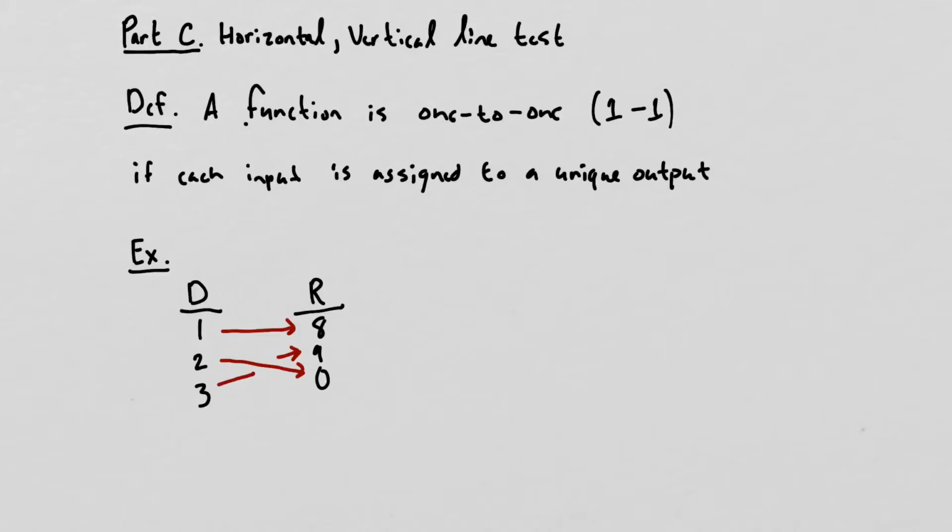Another example of a one-to-one function is given by the graph of y is equal to x squared for the x values that are greater than 0. So we know that this is already a function. Let's just go ahead and draw its graph.